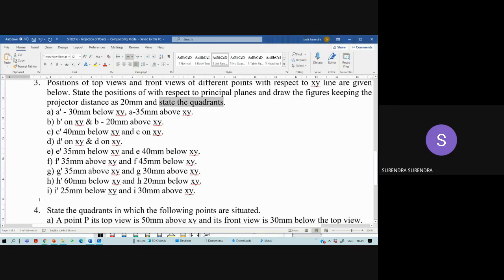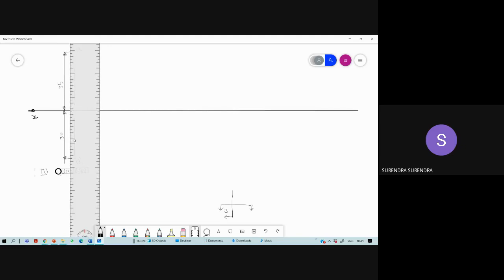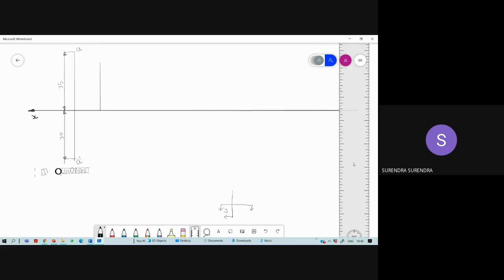Next, coming to B. B dash is on XY and B is 20 mm above the XY line. B dash on XY, try this. B dash on XY and B 20 mm above XY.